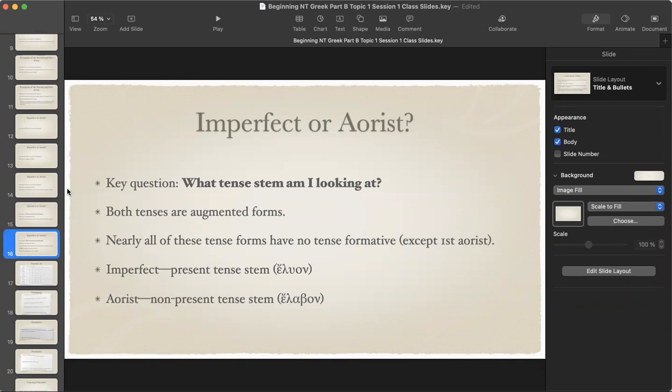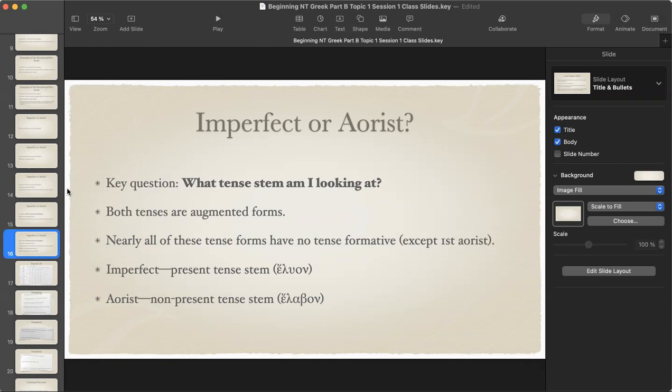Is that a tense of a verb that I memorized? Is that on a vocabulary word that I memorized? And the answer is, of course, it comes from luo. So you're looking at the present tense form. It looks like what you memorized in the vocabulary. That's a good indication that you are looking at an imperfect form instead of an aorist.